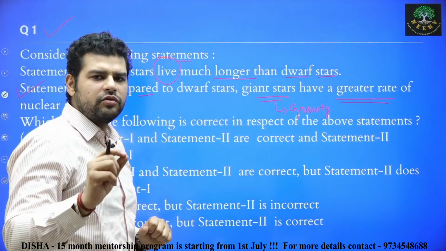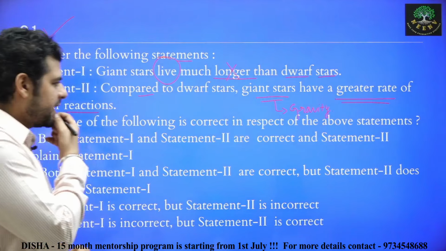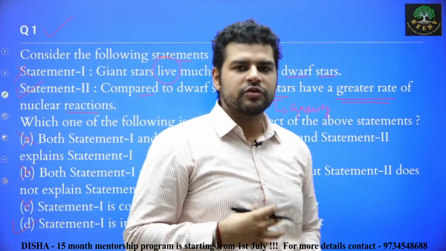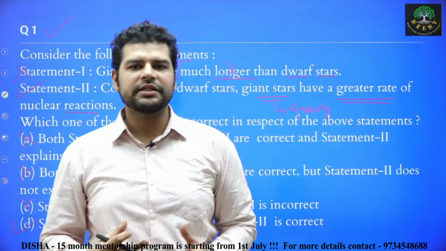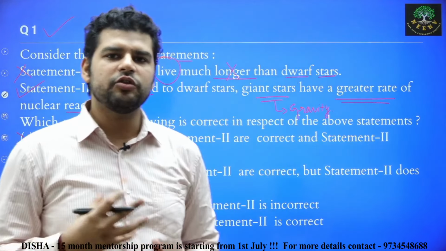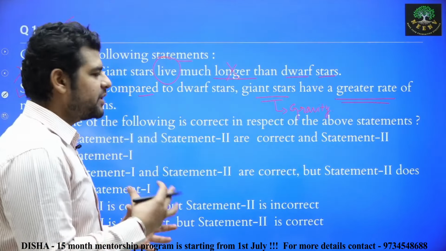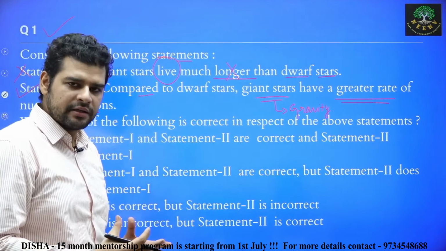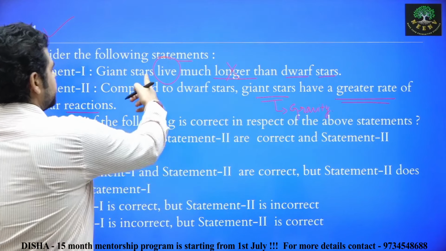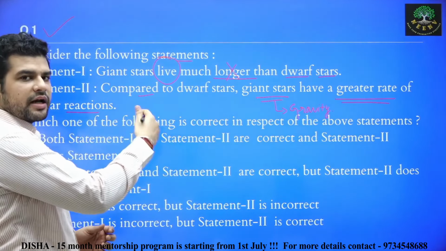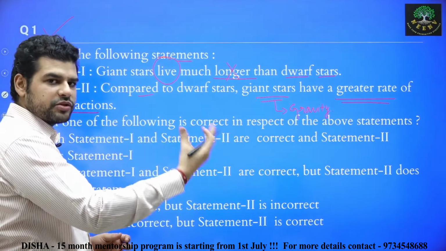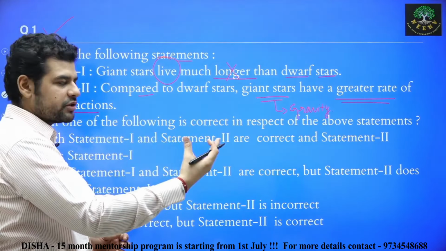The D option is the correct one, right? Now before we go to the second question, I want you to understand one logical thing which you can use in examination. From an examination point of view, these two statements are arranged in such a way that they are opposite to each other, because if giant stars live much longer, then of course the nuclear reaction rate will be less, right?